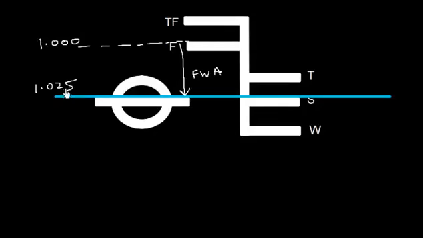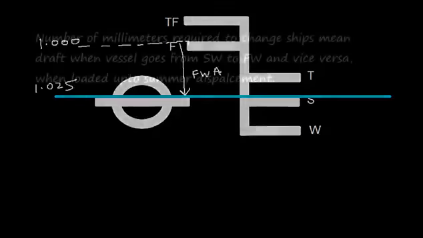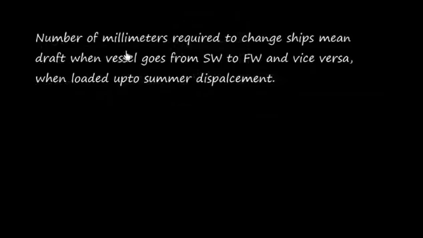Well, we can say the vessel behaves like a hydrometer. It can tell the density of the water. Now let us define fresh water allowance. It is the number of millimeters required to change a ship's mean draft when a vessel goes from salt water to fresh water and vice versa when loaded up to the summer displacement, and that is pretty important.